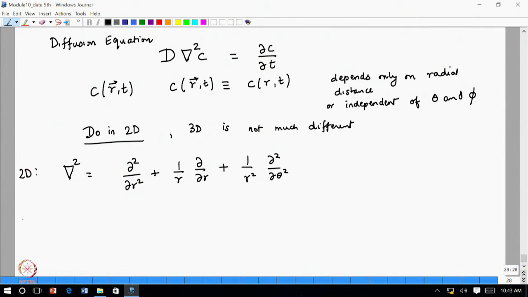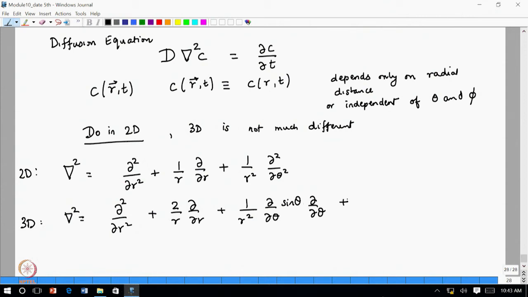In 3D, your Laplacian looks like, if I expand it, dou squared by dou r squared plus 2 by r dou by dou r plus 1 by r squared sin theta dou by dou theta of sin theta dou by dou theta plus 1 by r squared sin squared theta dou squared by dou phi squared. So that's what it looks like.